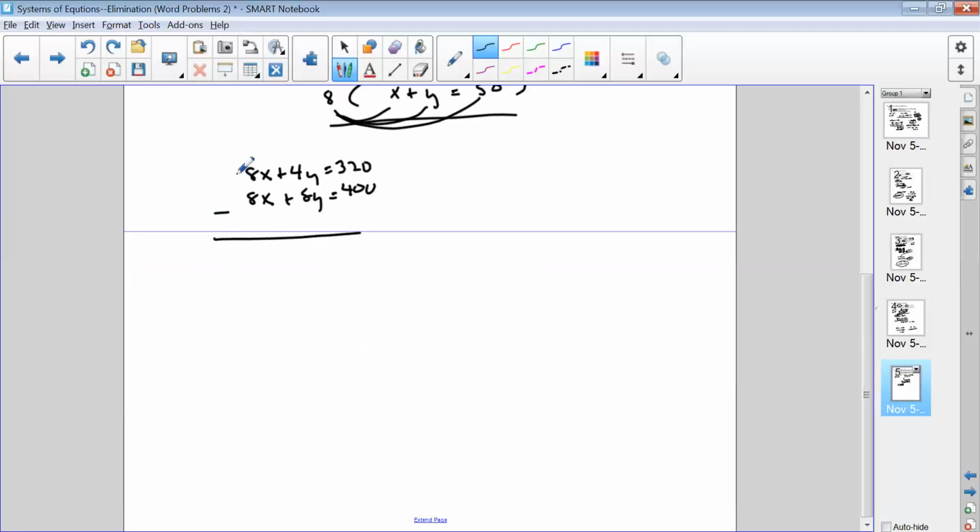And I'm going to subtract since the coefficients are the same. Of course, we said if the coefficients were ever opposite signs, it would be a good idea to add those. But in this case, the coefficients are the same, so we're going to subtract. So 8x minus 8x disappears. 4 minus 8, I get negative 4y. And 320 take away 400, I'm at negative 80. And we're talking about pounds of coffee, so that can't be negative, so be careful with your signs. So y would equal 20.